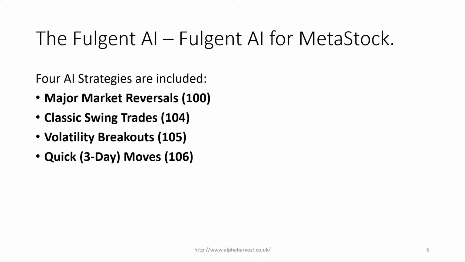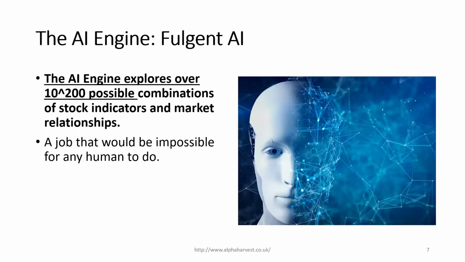Now, the tip of the iceberg explanation of how the AI works. The AI explores 10 to the power of 200 different possible combinations of stock market indicators and market relationships. So it simply takes all available technical indicators, tests all available settings, and reduces that list to develop new trading strategies, combining all the high probability trade setups using genetic algorithms.